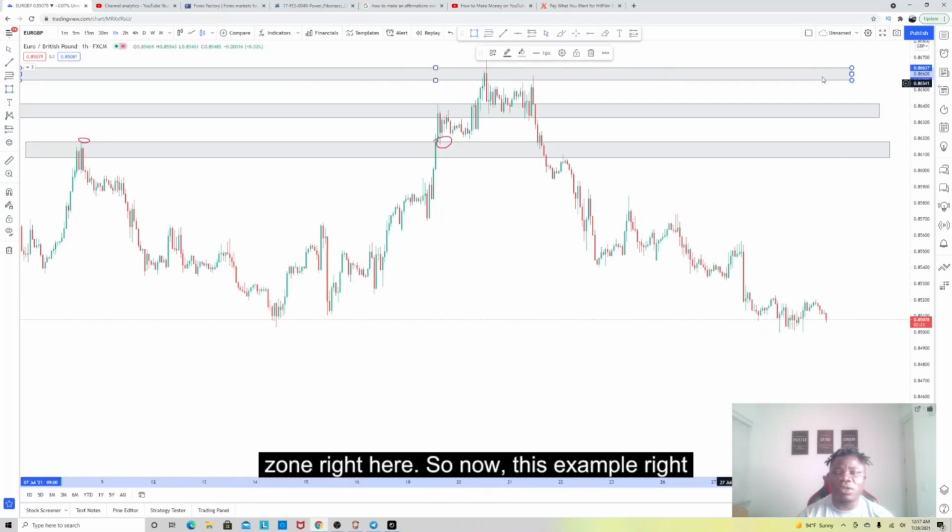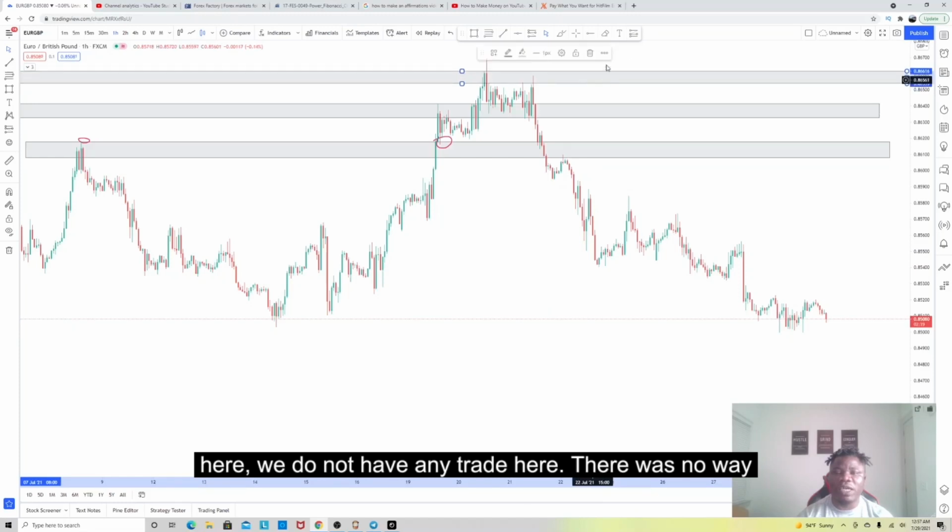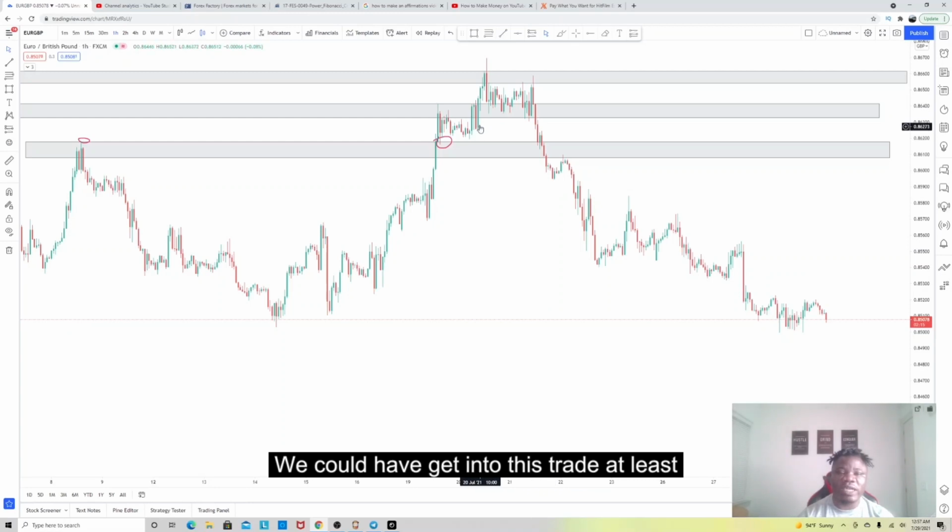So in this example right here, we do not have any trade. There is no way we could have gotten into this trade. At least I definitely wouldn't have, because like I told you guys earlier, we had a breakout of our supply zone. Price broke it, started ranging. We have another supply zone.